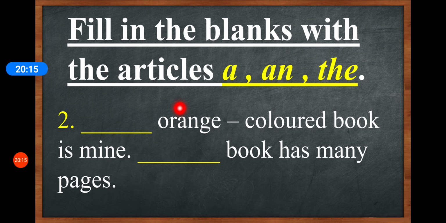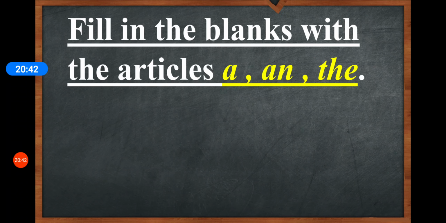So which article are we going to use? Very good. The orange colored book is mine. Although it starts with a vowel sound, we know which book we are talking about. So that is the reason we have used the article the. Again, we know about the book, so the book has many pages.